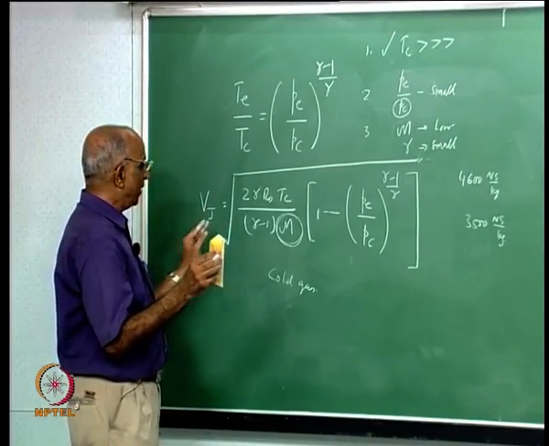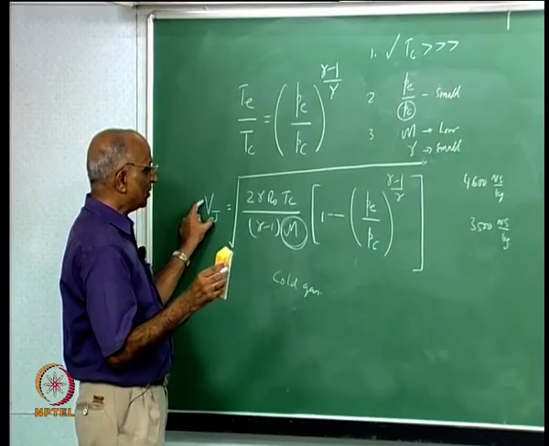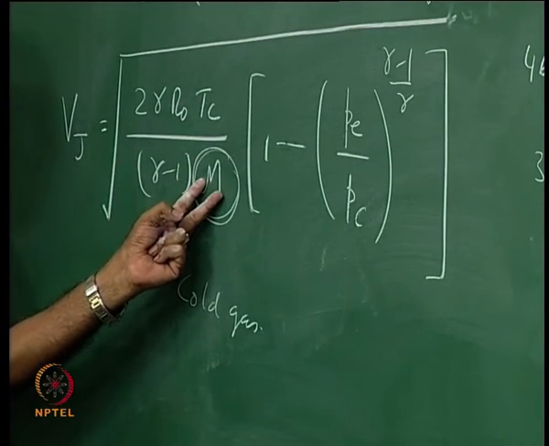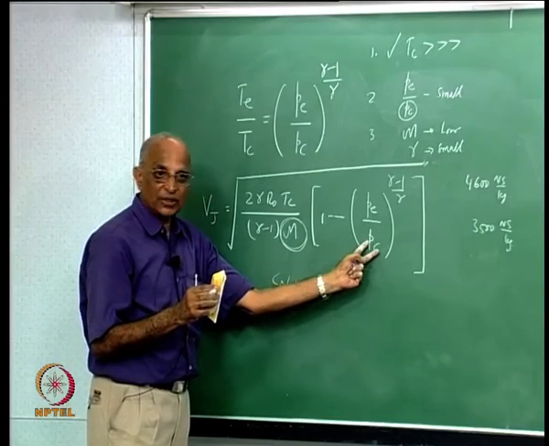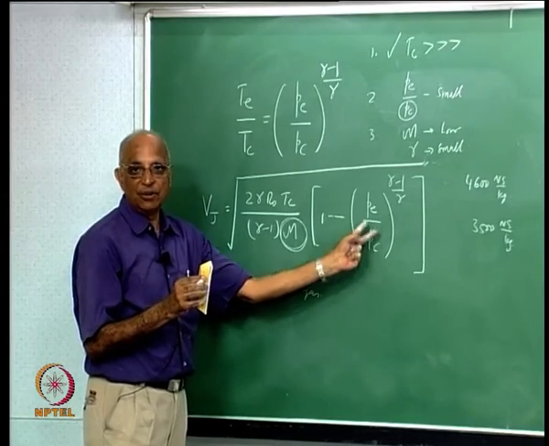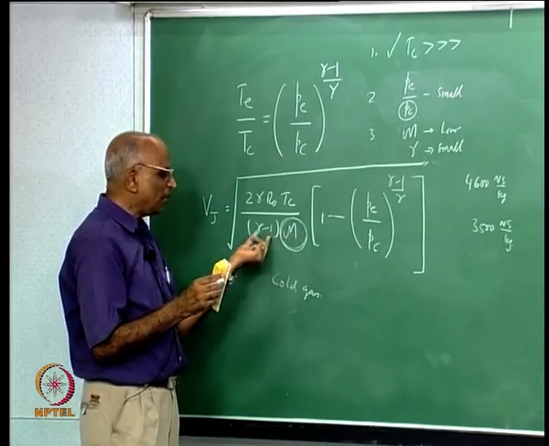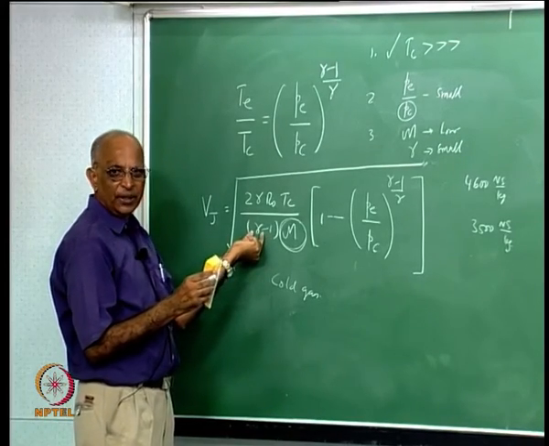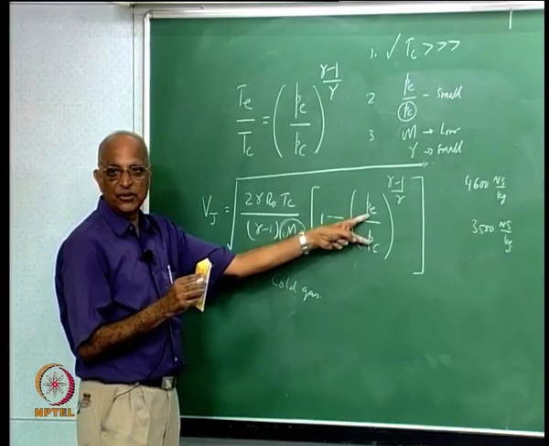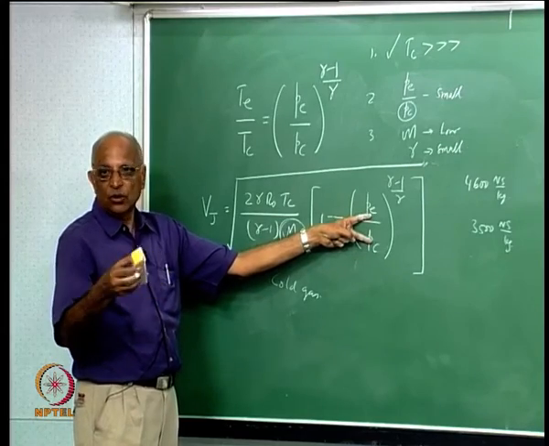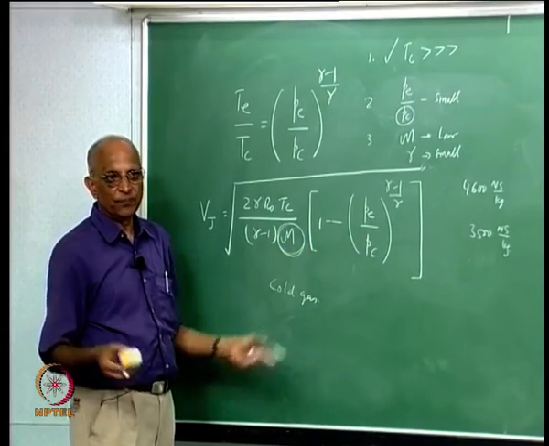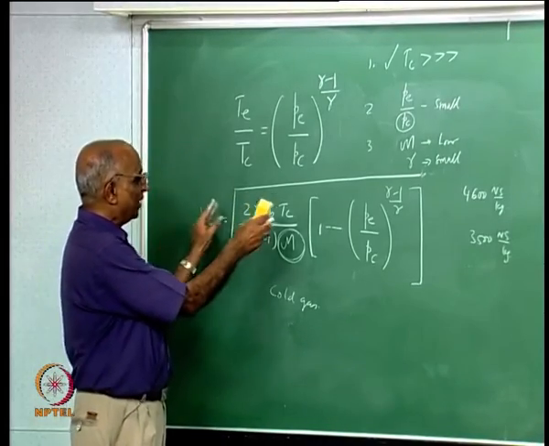Therefore, by now we must be very clear that if I have a choice of propellants for my rocket, I must have propellants which will generate a high temperature and low molecular mass gases, and if I can operate with a high pressure, I will be much better off. Gamma, I do not have much control over, but gamma is not very controlling provided the pressure ratio is not too low. That means PE by PC must not be a very low number. I think this is all about the jet velocity.